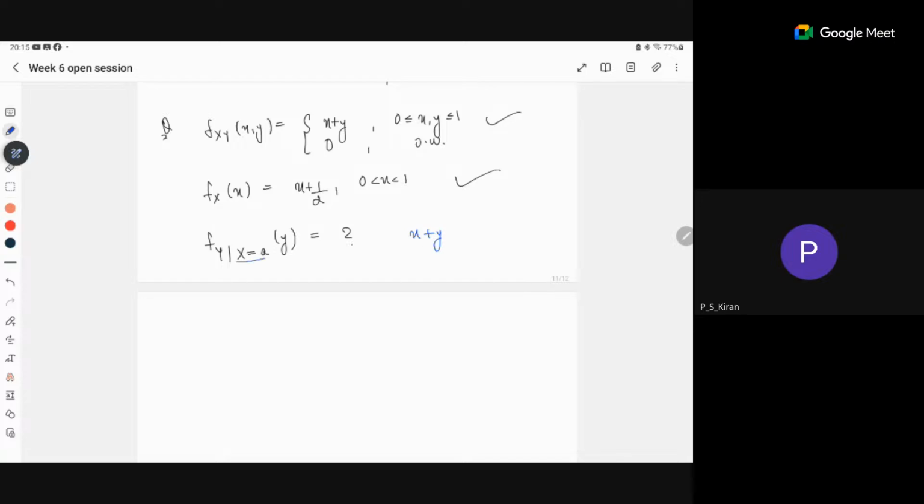Yes, x is equal to a is given, right? So it is a plus y, joint divided by a plus 1 by 2, the marginal. So this is going to be f of y given x is equal to a of y. If you have to find the conditional, you just do joint divided by marginal.